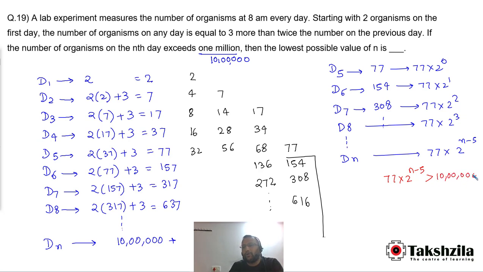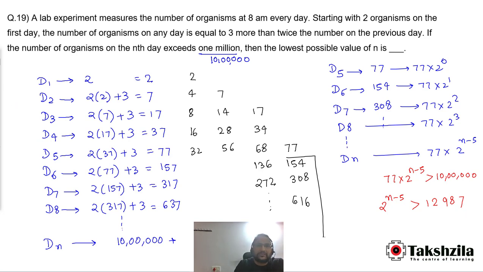तो यहाँ पे कैलकुलेटर यूज कर देते हैं. This is a bit kind of difficult question. यहाँ पे कैलकुलेटर यूज कर लेते हैं. 2 to the power n minus 5 should be greater than 10 lakh divided by 77, is how much? Let's have a look at it. So if I do 10 lakh divided by 77, it is 12,987. Okay.